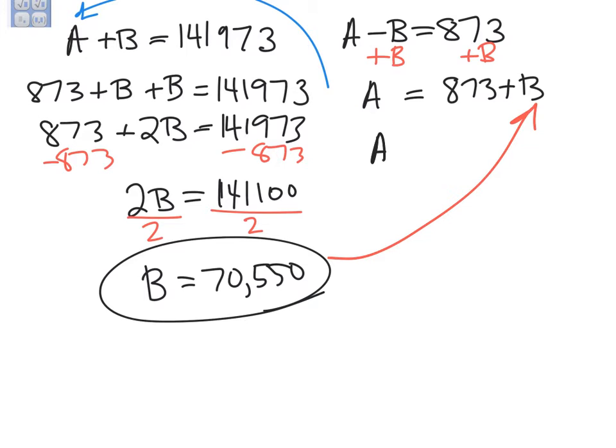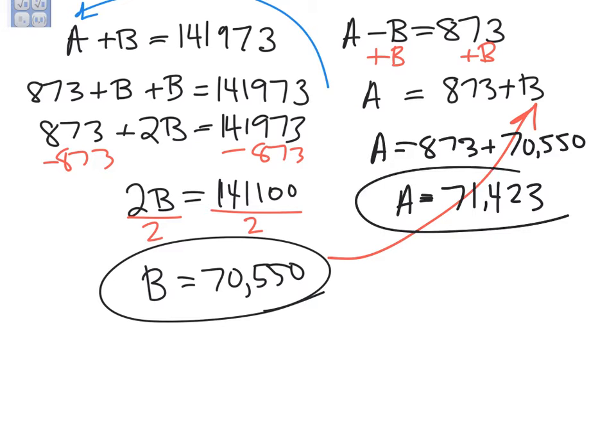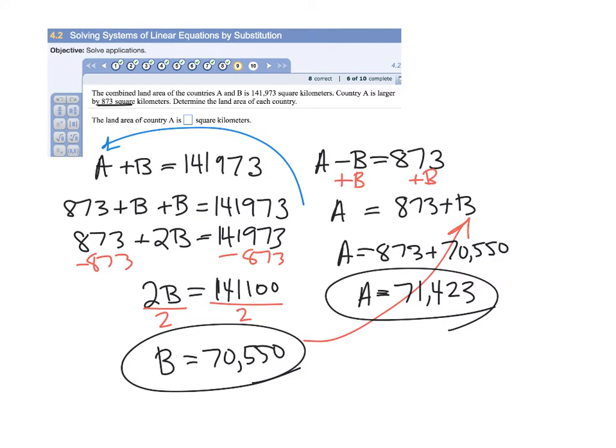And so now that we know what B is, we put it in. And so that means A is equal to 873 plus 70,550. We use our handy dandy calculator, and we end up getting that A is equal to 71,423 square kilometers. And that answer makes sense because we knew A was supposed to be larger than B. And if we added them together, sure enough, we would get 141,973. And if we subtracted them, we would get 873. So that was that one.